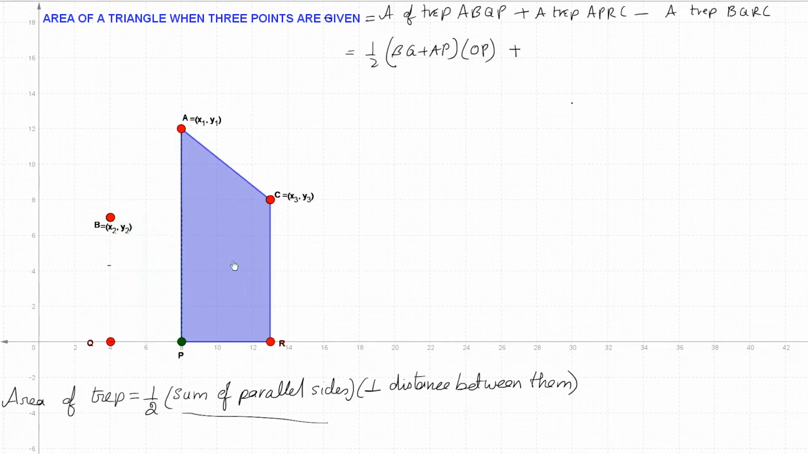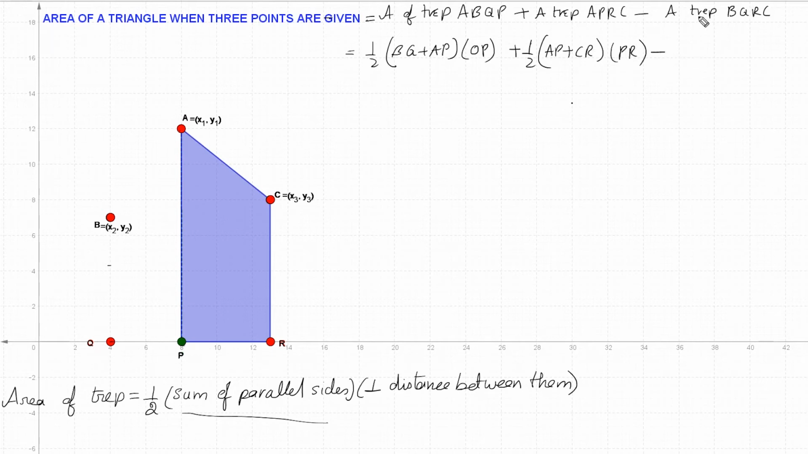Now how do you find the area of this trapezium? Let's write that. That is equal to half times the sum of parallel sides, and I can see that the parallel sides are AP and CR. So I can write AP plus CR and multiply with the perpendicular distance, then that is PR. So let's go that P into R.